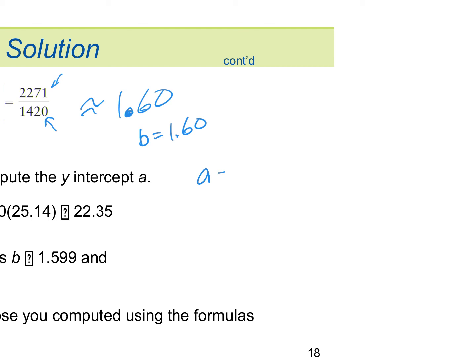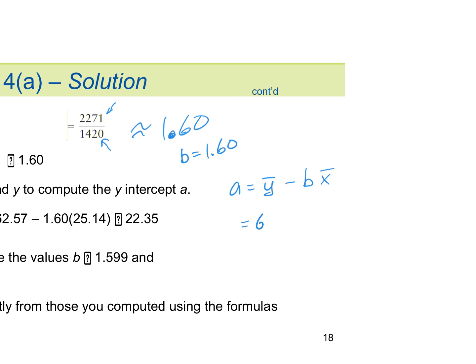We must find A. A is y bar, take away B times x bar. So y bar, 62.6 minus B, which I just found to be 1.60, 25.1. Okay. Pulling out my calculator, I get 62.6 minus parenthesis 1.6 times 25.1. It yields, well, I need squiggle, it is 22.44.